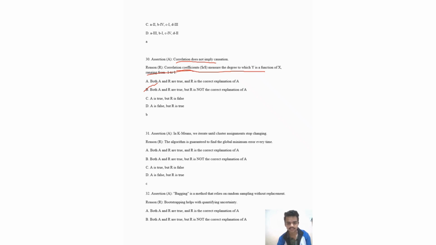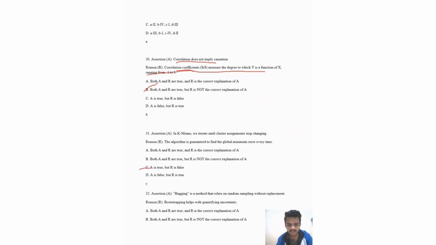Assertion in K means we iterate until cluster assignments stop changing. Reason is the algorithm is guaranteed to find the global minimum error. So options will be here. Answer will be assertion is true, but R is false.